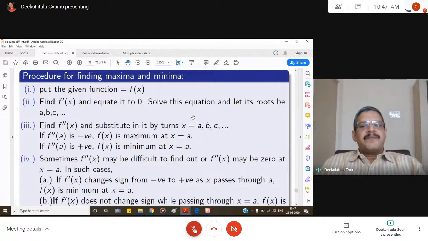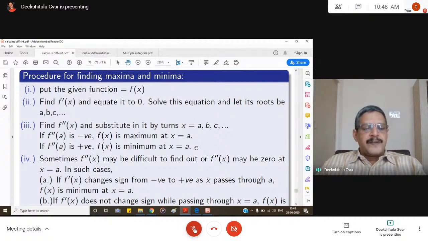The next step is to find f double dash x and substitute the points a, b, c in f double dash x. If f double dash at a point a is negative, then f of x is maximum at x is equal to a. And if f double dash is positive, then it is minimum at x is equal to a. This is a simple test.